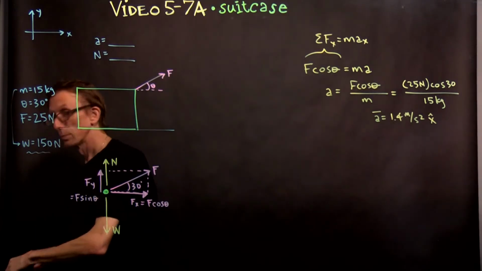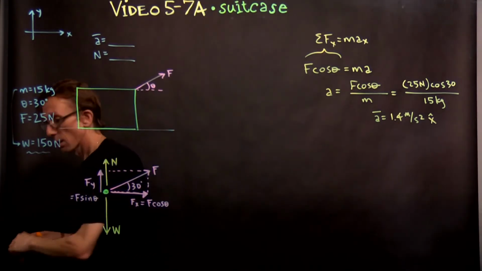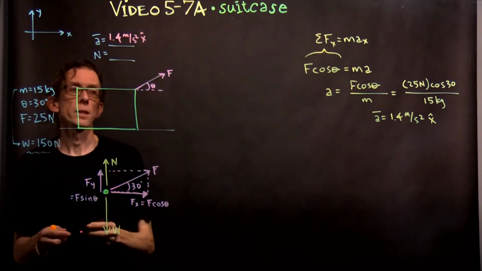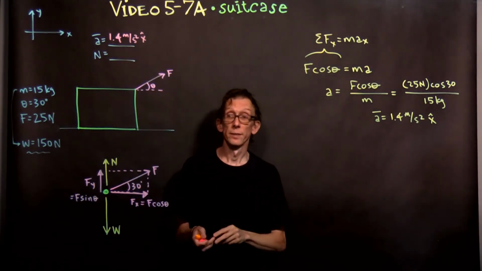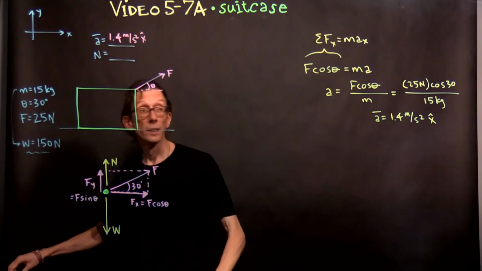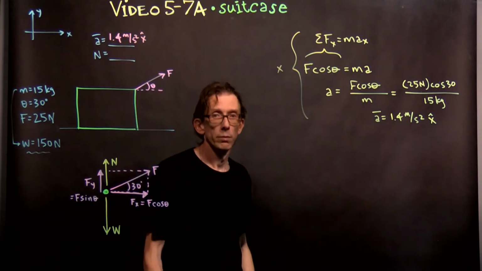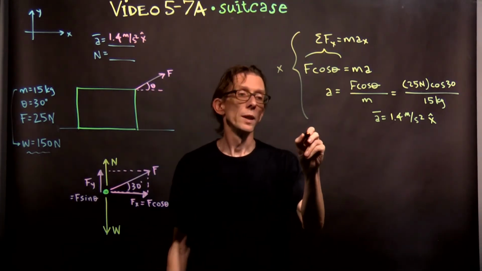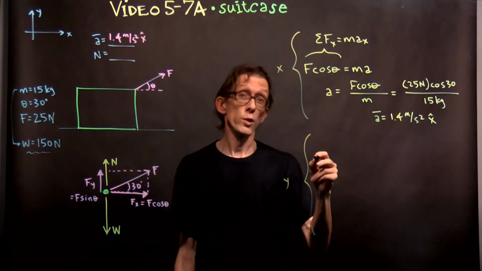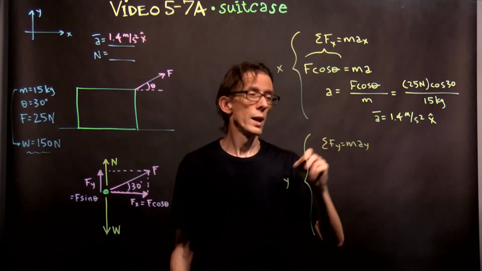So a is 1.4 meters per second squared in the x direction. That's it. That's your acceleration. And notice that came out of applying Newton's second law in the x direction. Now, let's apply it in the y direction. See if we can get the normal force. We will. The sum of the forces in the y direction is may.